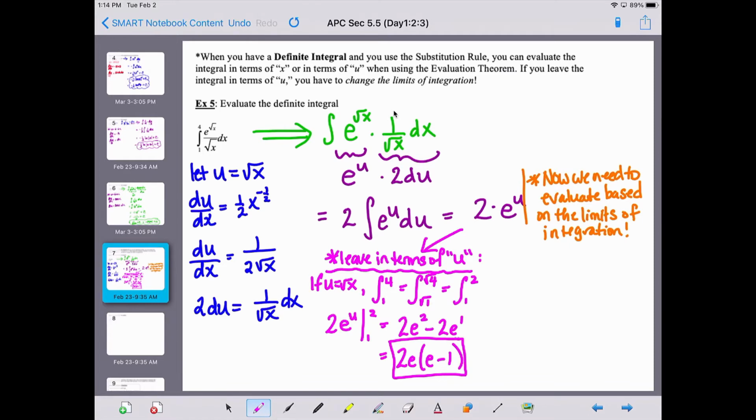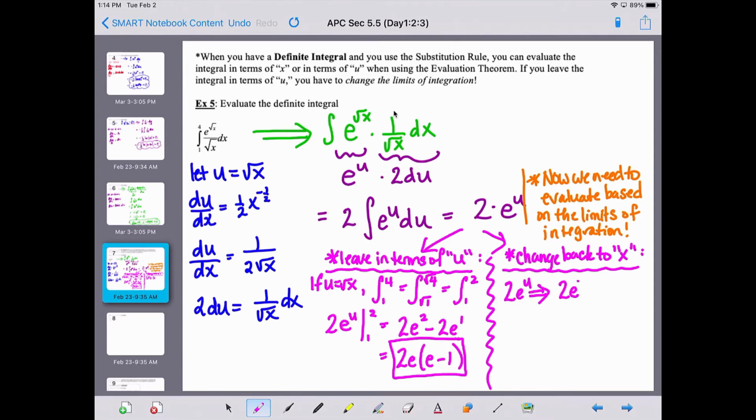Now our second option is to change it back to x. If I change it back to x, that simply means that I substitute back in whatever we made u equal to. I substitute that back in. So in this case, my 2e to the u, when I substitute it back in, becomes 2e to the square root of x, right? Because that's what u was equal to.